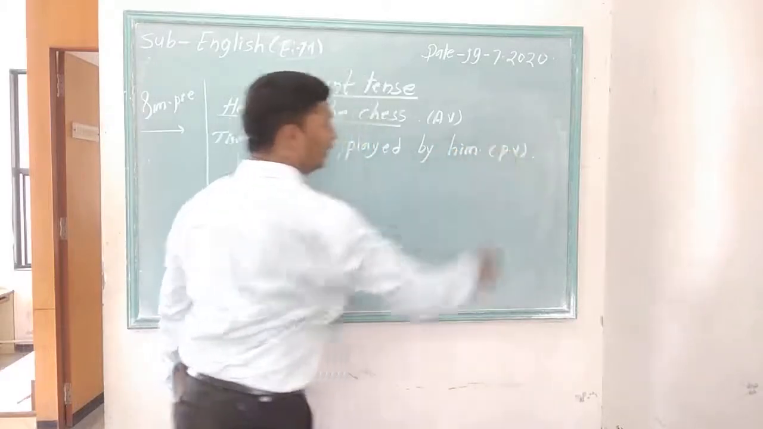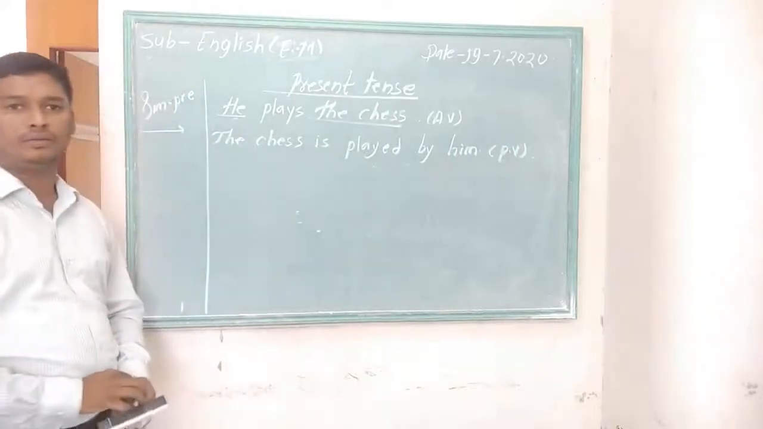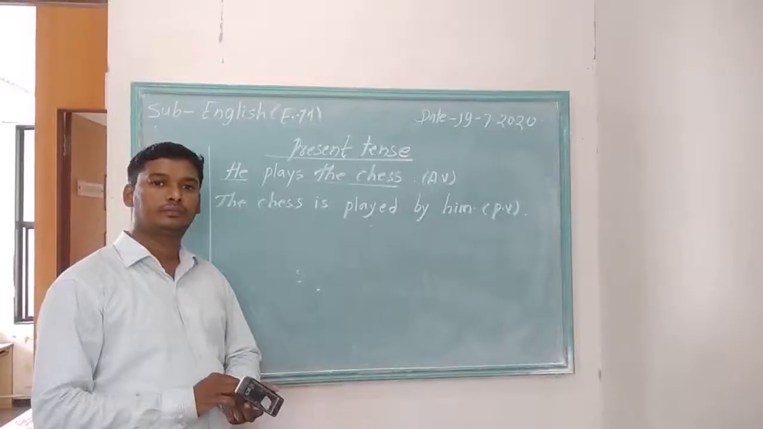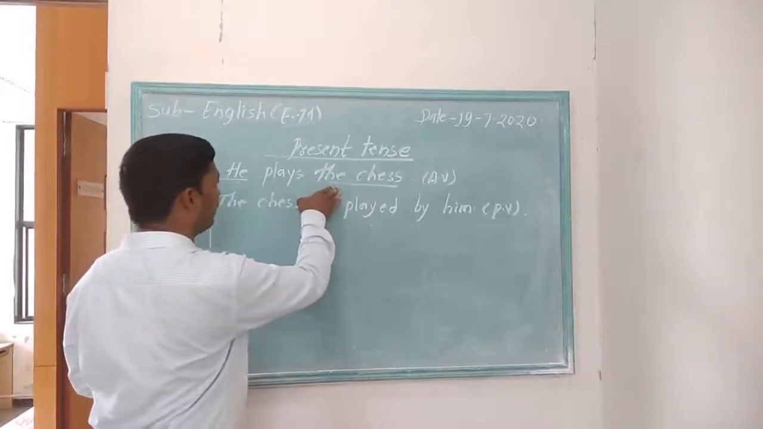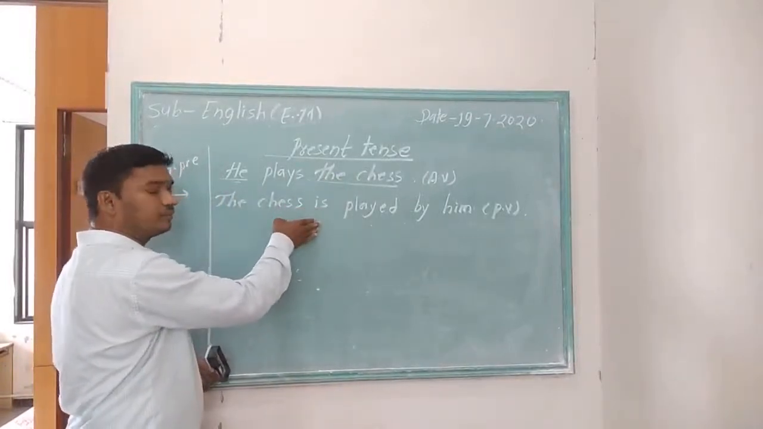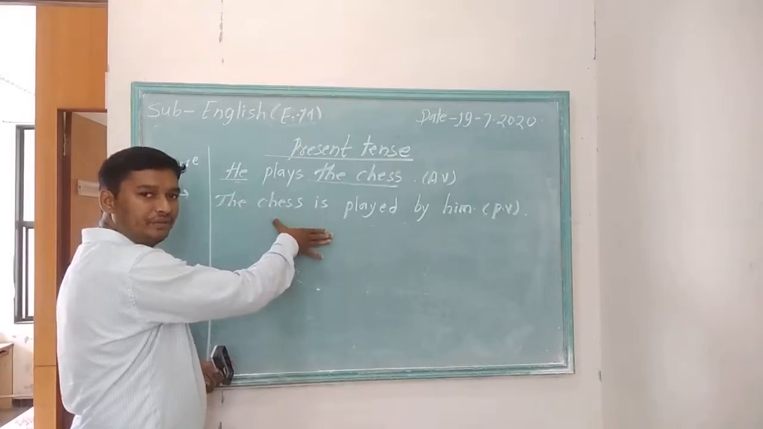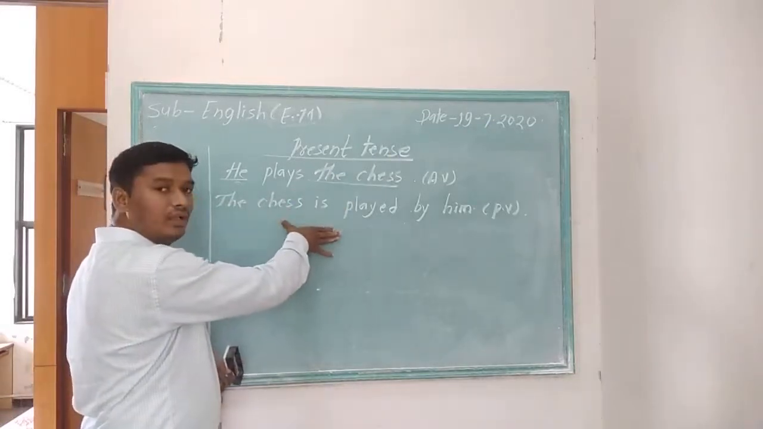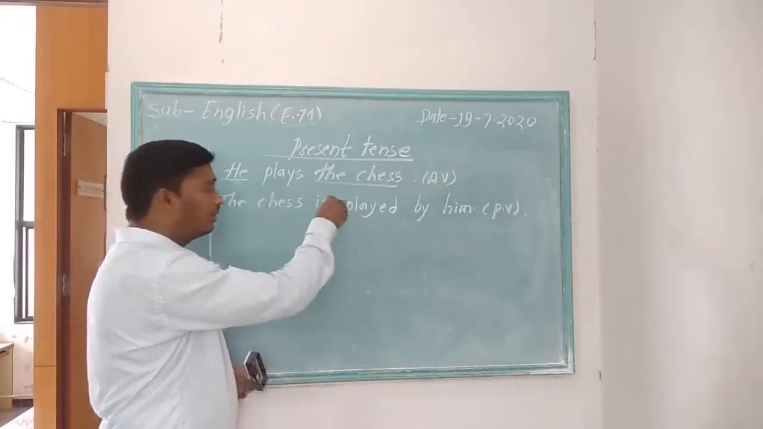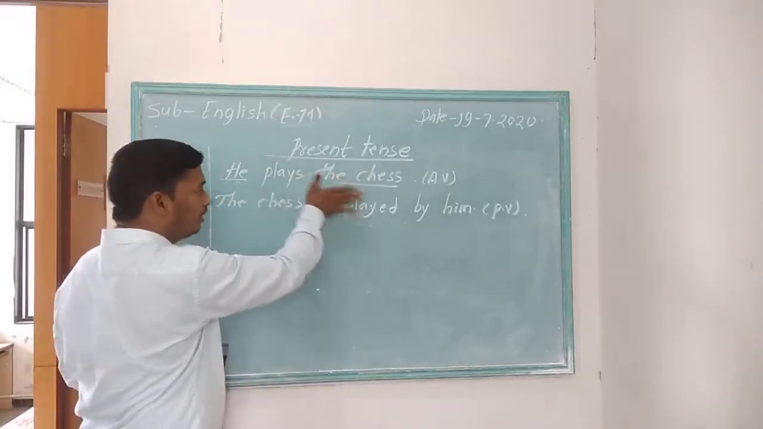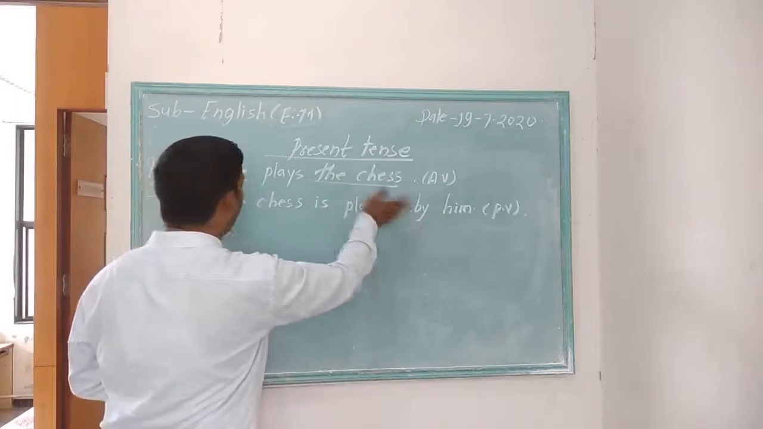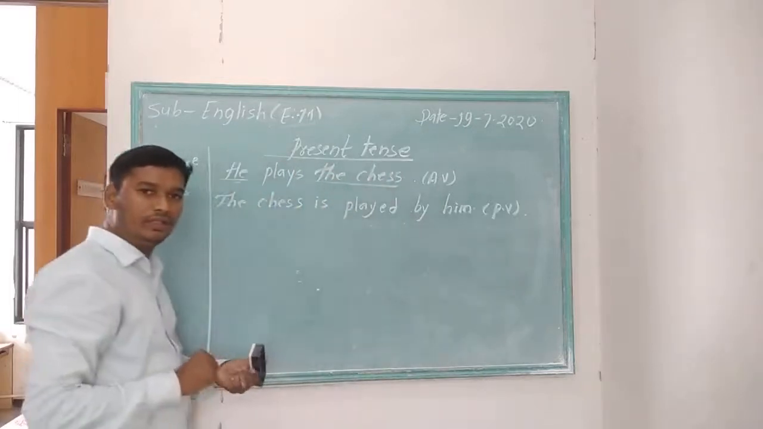We have taken this example: he plays the chess, simple present, converted into passive voice. I have told you: first take the object, then the proper auxiliary verb, then the past participle of the verb, then put "by", then he into him.